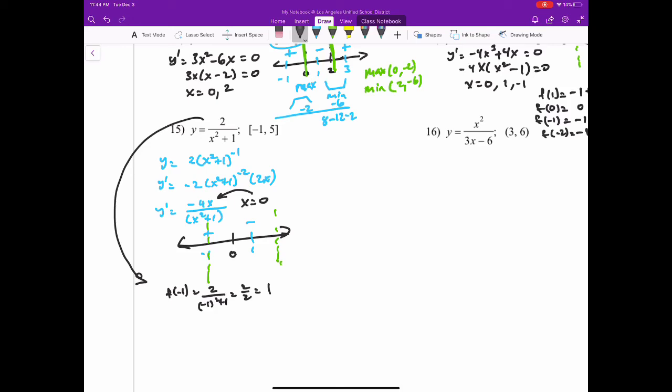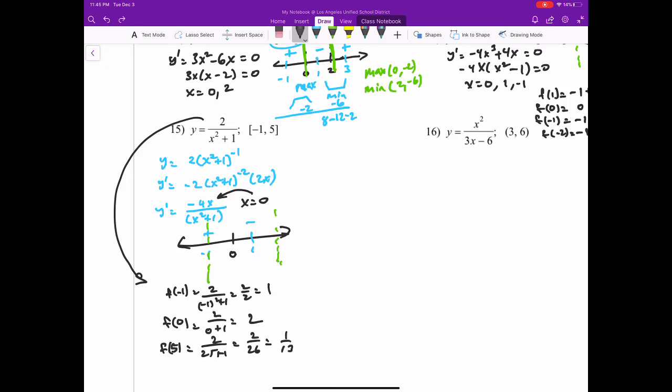We're going to plug in f at 0, which is 2 over 0 plus 1, which is 2. And we said that was going to be our max, so that looks pretty good for our max right now. And our right boundary, f at 5, which is going to be 2 over 25 plus 1 is equal to 2 over 26, which reduces to 1 over 13. Now if you look at these three values, which of these values look like they're the least?